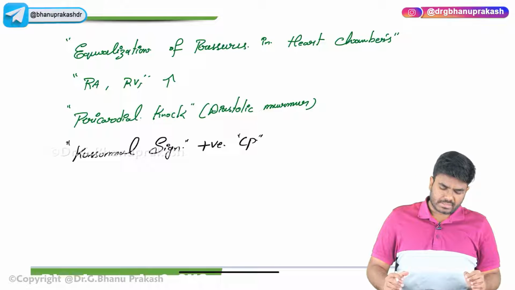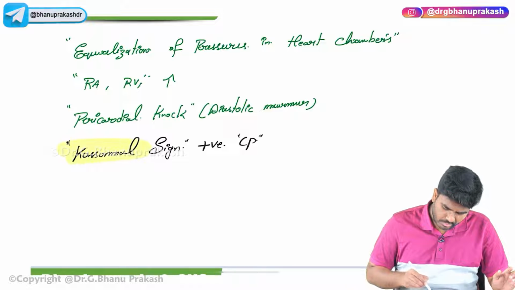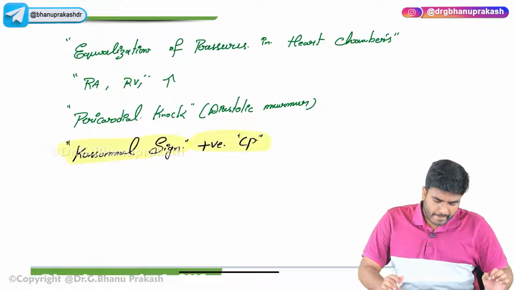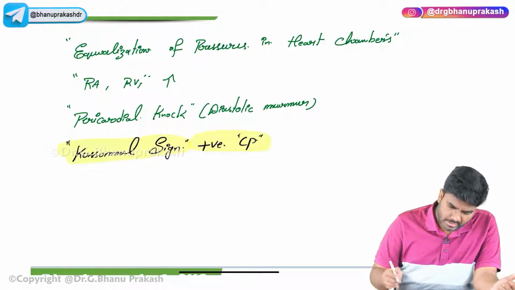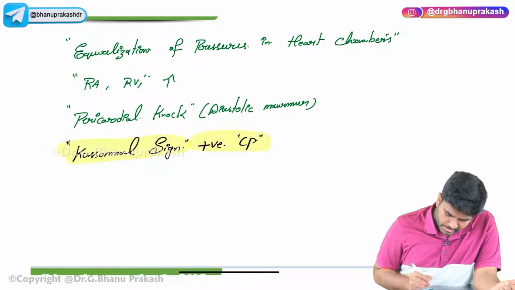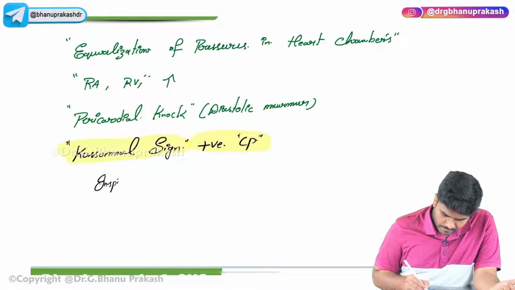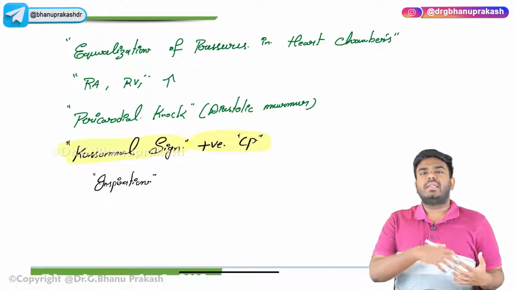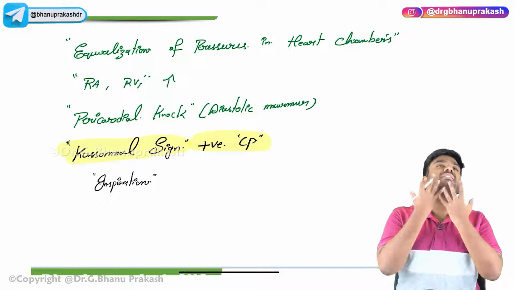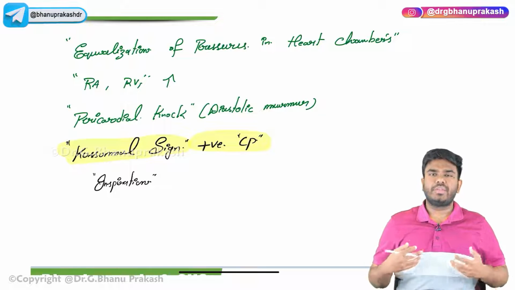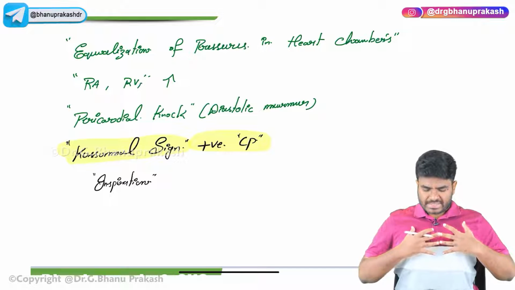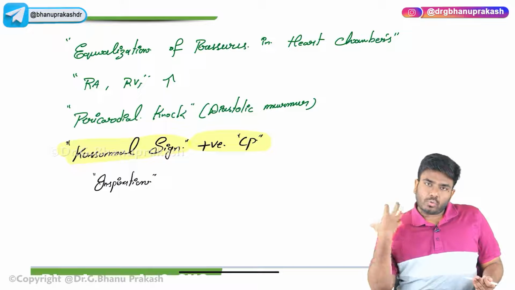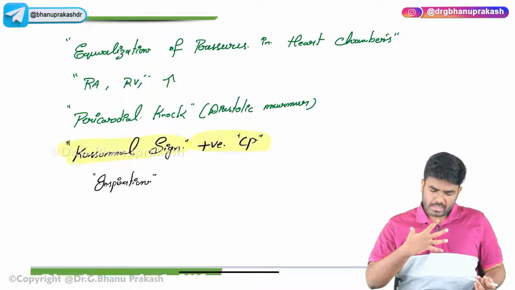What exactly is this Kussmaul sign, sir? This is very important. Without knowing this, you should never go to the exam. Normally, when you inspire, let me tell you. Whenever you are doing inspiration, the thoracic cavity expands, and the negative intrathoracic pressure that is generated will suck the blood towards the heart from the superior vena cava as well as the inferior vena cava.